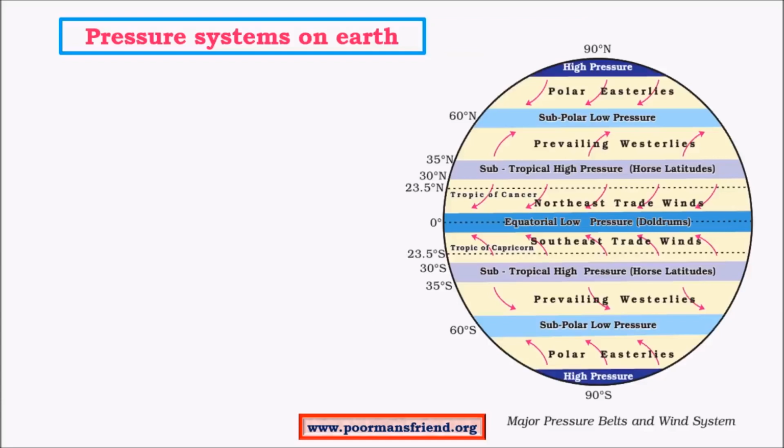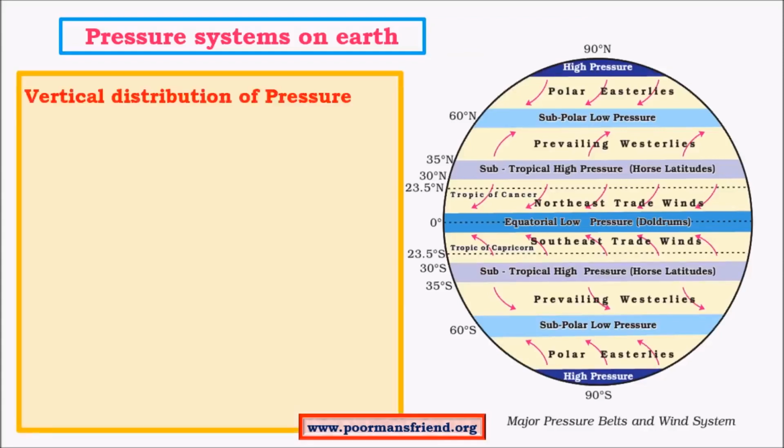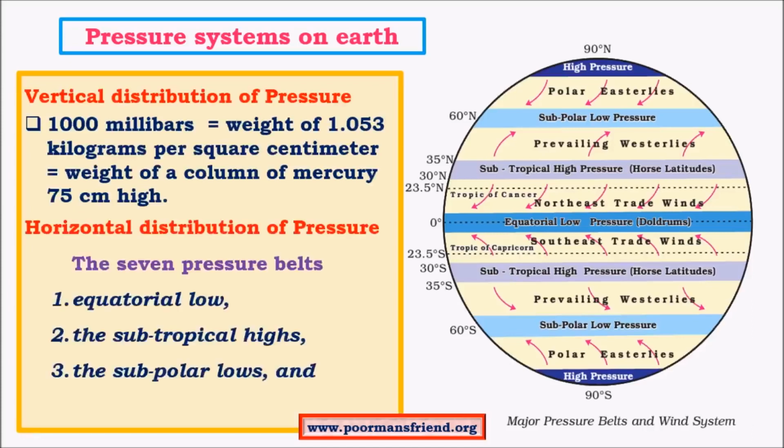The first ones are pressure systems. In pressure systems, we'll study about permanent winds as well because these two things are interconnected, so we'll be studying them together. There are a total of 7 pressure belts: 1 equatorial low, 2 subtropical highs, 2 subpolar lows, and 2 polar highs.